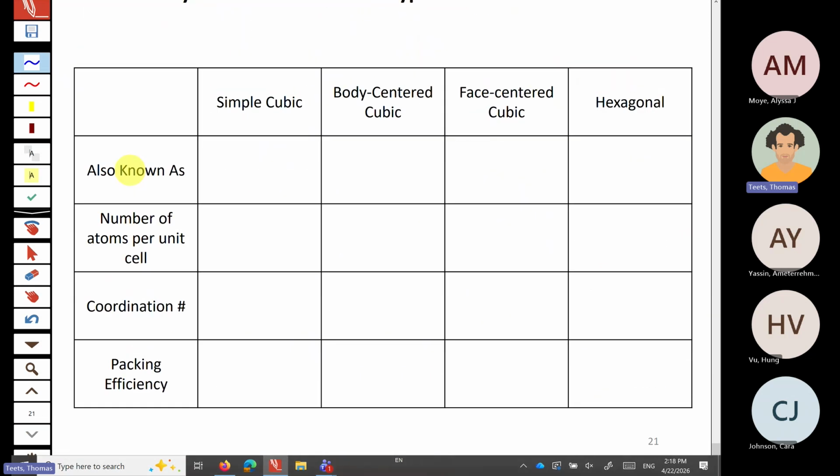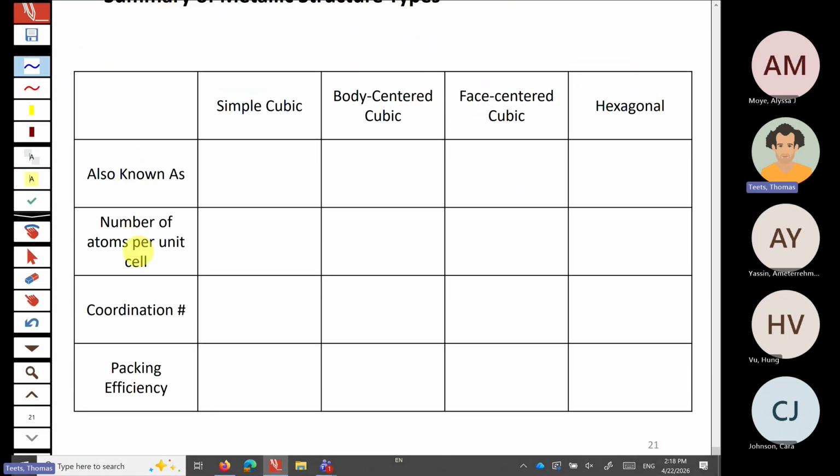So then just to wrap up quickly, just a quick summary table. This is the important information you need to know. For simple cubic, I'm sorry, I'm going a little bit late, so don't feel bad. But if you could stick around for like 2 minutes, I'll finish this. Primitive cubic is another name for simple cubic. As we saw, there's 1 atom per unit cell with a coordination number of 6, packing efficiency of 52.4%.